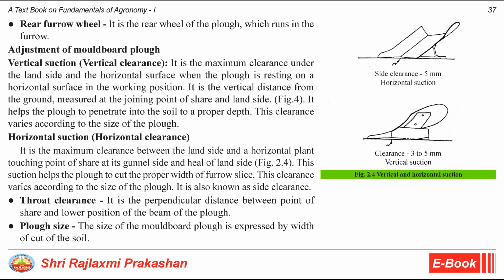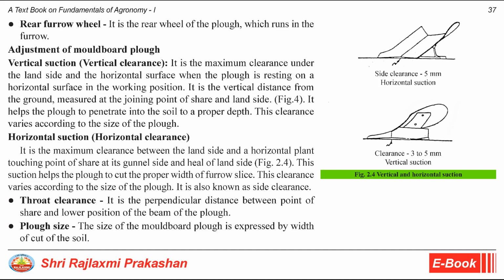This clearance varies according to the size of the plough. Horizontal suction, or horizontal clearance, is the maximum clearance between the land side and a horizontal plane touching the point of share at its gunnel side and the heel of the land side, Figure 2.4. This suction helps the plough to cut the proper width of furrow slice. This clearance varies according to the size of the plough. It is also known as side clearance.